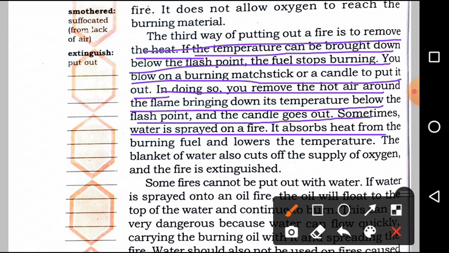Sometimes water is sprayed on a fire. It absorbs heat from the burning fuel and lowers the temperature. In small fires, we just pour on water, and we can see that the fire stops burning. Why? Because when we pour water on burning things, basically wood, paper and all those things, like so, not on an electric circuit obviously, the temperature will drop below the flash point, and finally the fire goes out. The blanket of water also cuts off the supply of oxygen, and the fire is extinguished.